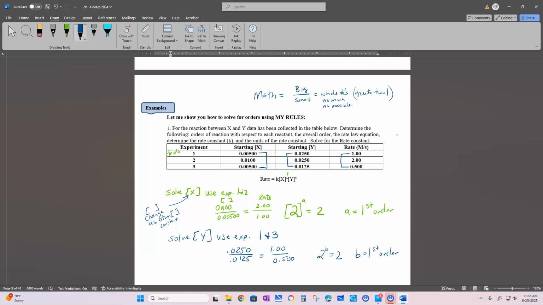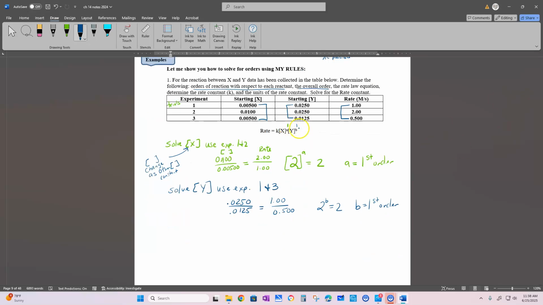So in the description, determine the following. All right, the orders of the reaction with respect to each reactant. All right, we figured out that each one is first order. What's the overall order? Okay, so we're going to write overall order. Well, it's 1 plus 1. Don't think that's too hard. So 2. Okay, so this is the order for that one, and that is the order for that one.